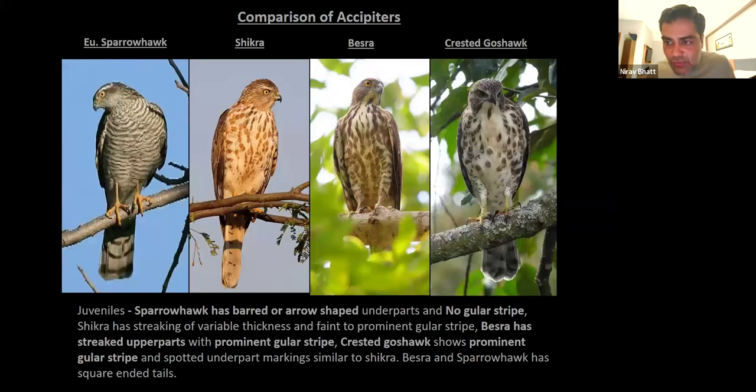Now juveniles, adults are often easier, but juveniles are a little more difficult to identify. So let's see one by one. The important pointers, as told earlier, for Sparrowhawk, it is the dark eye mask and prominent eyebrow. For Shikra, it's a uniform head. Eyebrows are variable. Sometimes some birds can have prominent eyebrows also, but it has a uniform head. Besra, prominent gala stripe here. Even Crested Goshawk, prominent gala stripe.